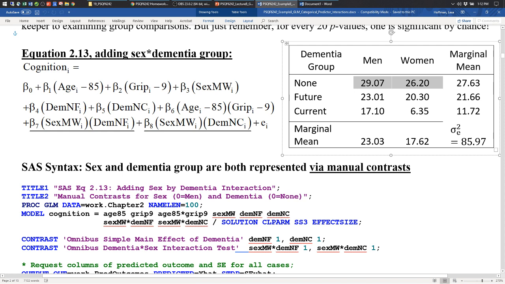So likewise, beta 4 and beta 5. These are dementia group differences conditional on gender equals 0, which is for men. So beta 4 gives me the difference between men who don't have dementia and men who have future dementia. That's beta 4, the comparison of those 2 cells. Beta 5 is men who are none versus men who are current.